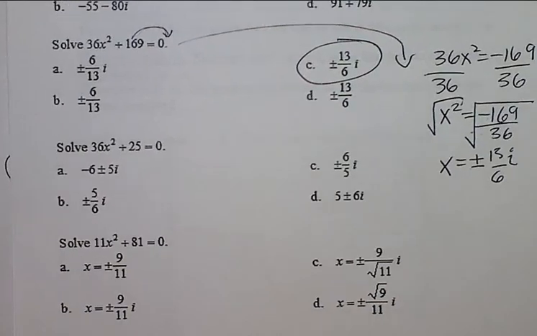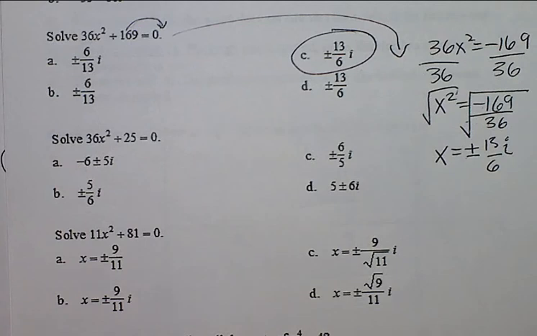Okay, you ready? You're going to race me. You're doing the next problem. 36x squared plus 25 equals 0. I'm going to give you a 10-second head start. Ready? Go.